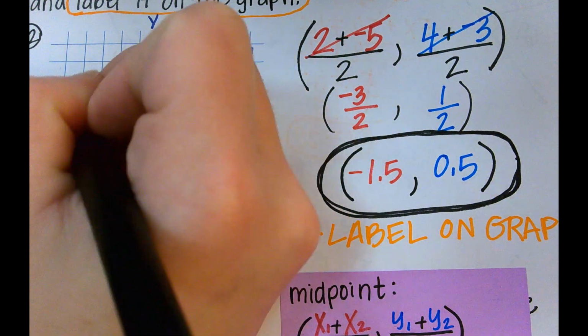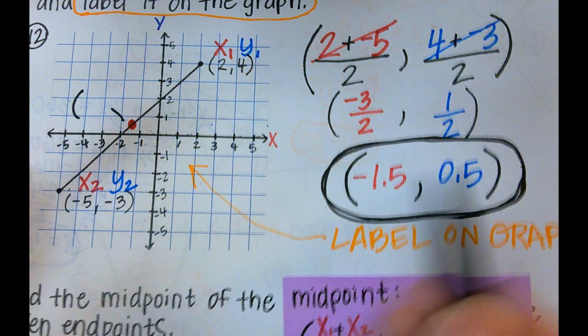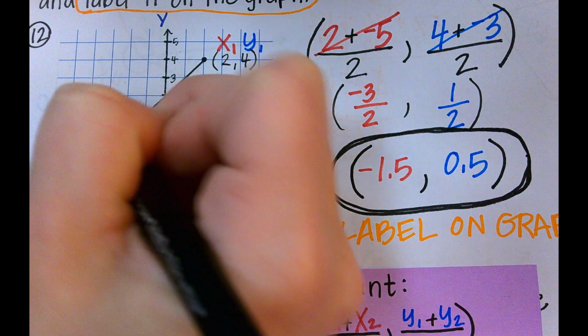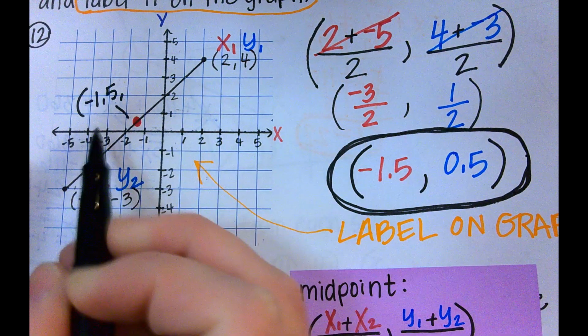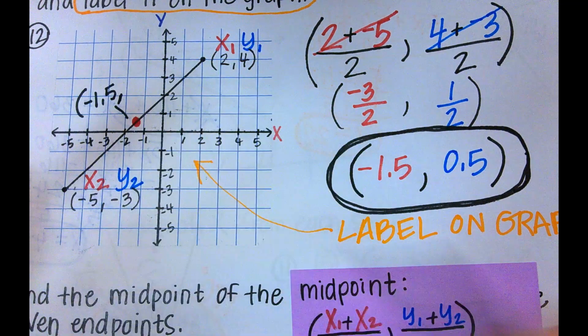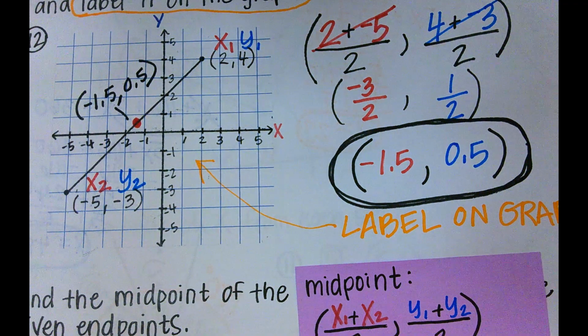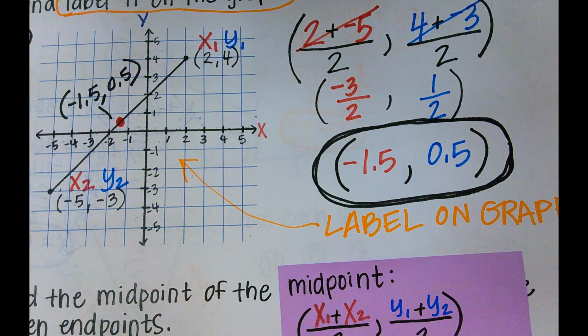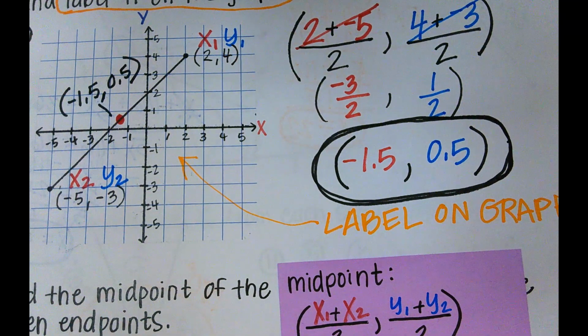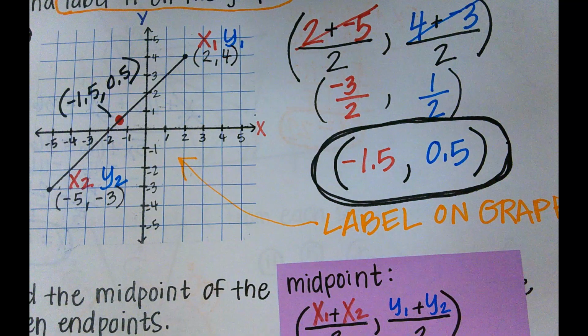As long as you have it written and circled over here, it's fine. You don't have to write it on the graph, but I'm going to do it just for good measure. -1.5, comma, 0.5. That is number 12. So don't forget to label your graph. Put your point on there.